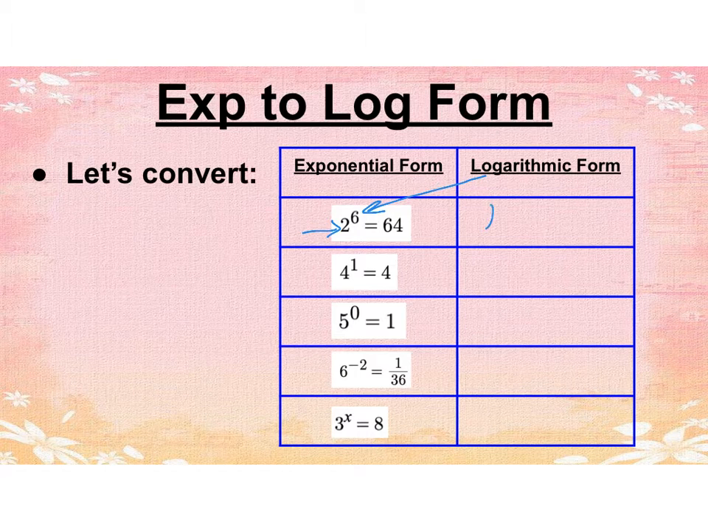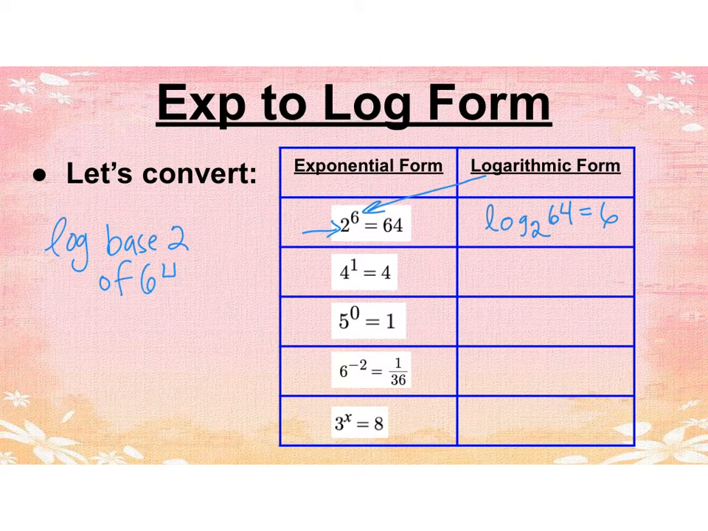So I'm going to write this as log base 2 of 64 equals 6. It equals my answer. It equals my exponent of 6. So log base 2 of 64 equals 6. That's how you read that. Log base 2 of 64 is 6. Let's try this one. We're going to keep this 4 the base, and this 1 has to be my answer. So log base 4 of 4 is 1.